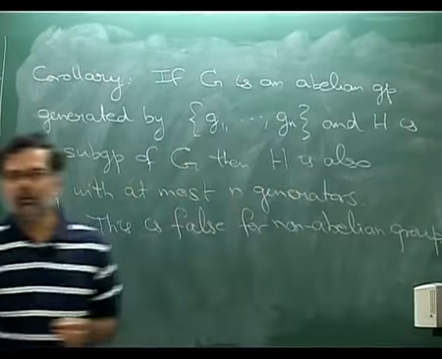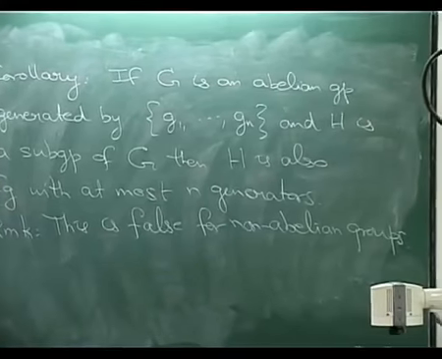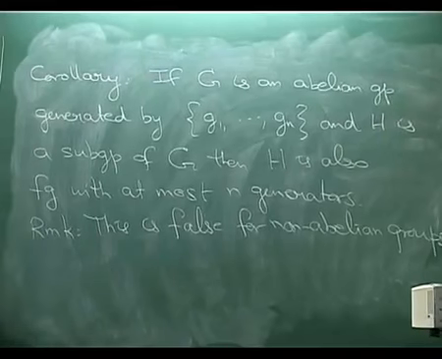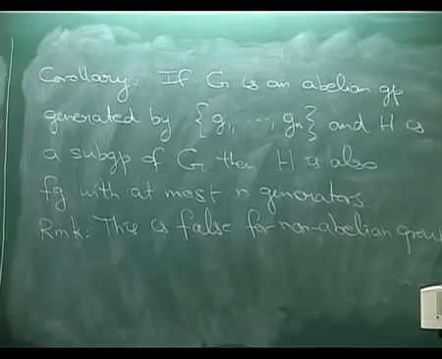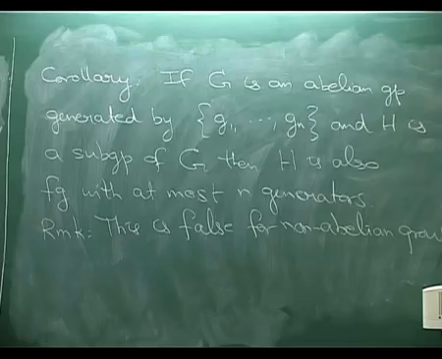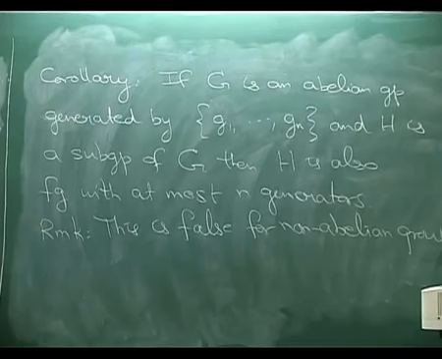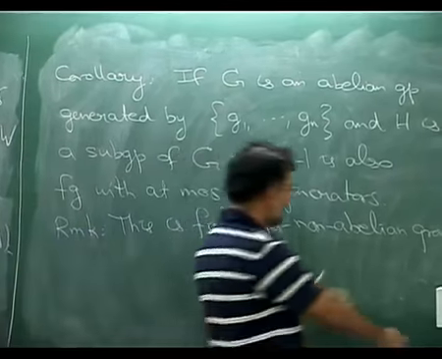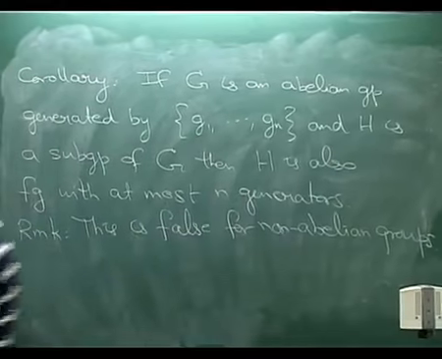There are non-abelian groups which are generated by only 2 elements, and it has subgroups which are not finitely generated at all. You cannot generate that subgroup by any finite number of elements. For non-abelian groups this could very well happen, but for abelian groups we are in a nice case. So let us see how one proves this result.